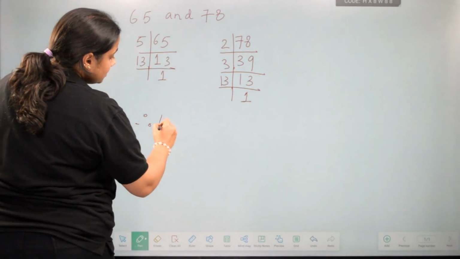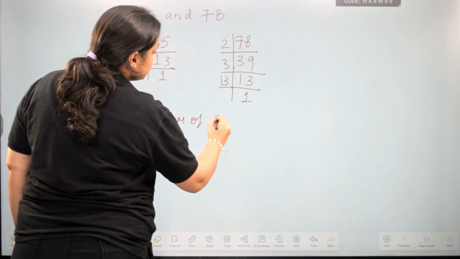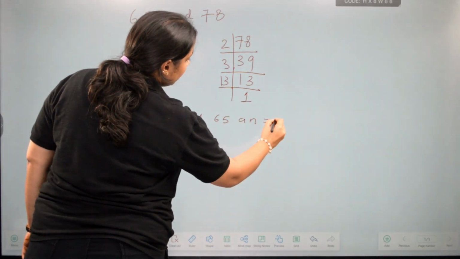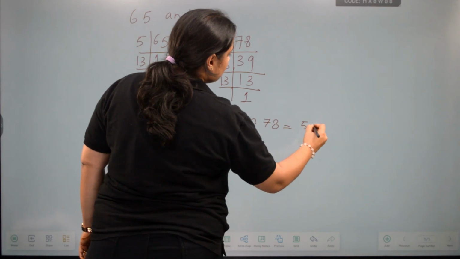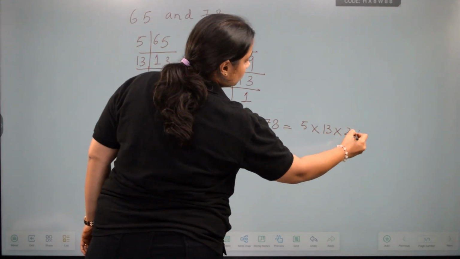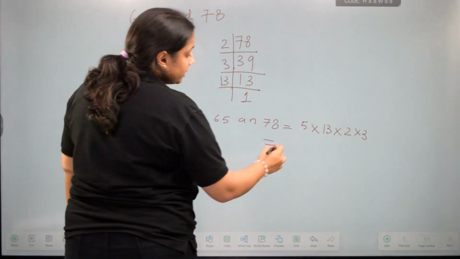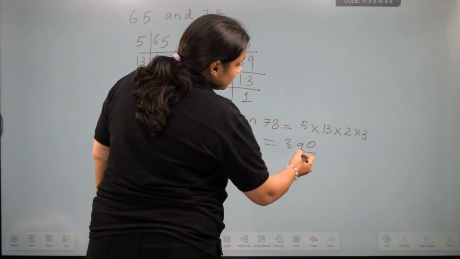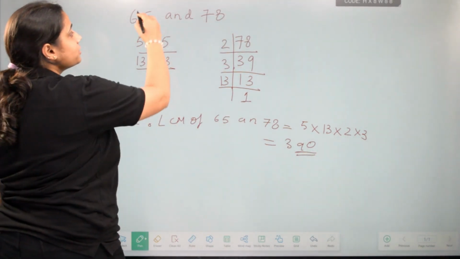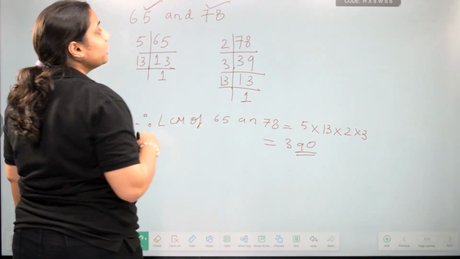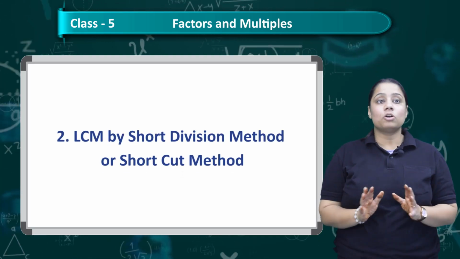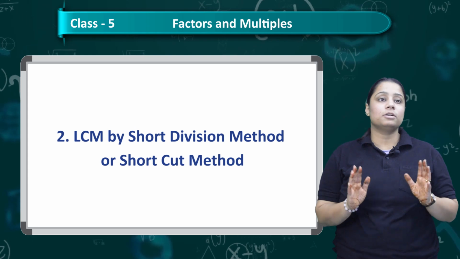Therefore, the LCM of 65 and 78 is equal to 5 into 13 into 2 into 3, which makes it 390. Hence, 390 is the LCM of 65 and 78.